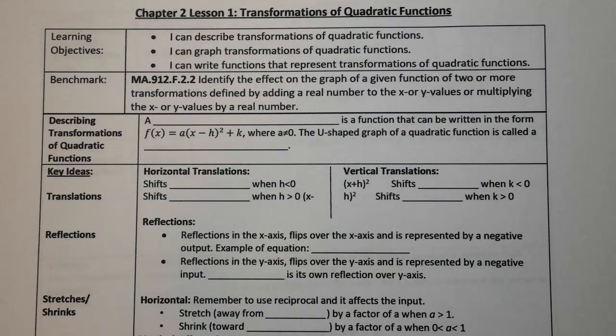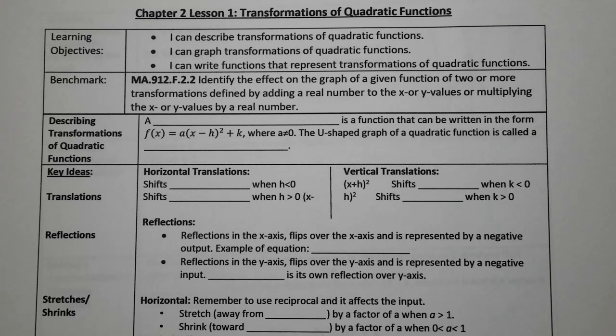So in Chapter 2 we have 4 lessons. In the first lesson we are going to learn how to describe transformations of quadratic functions, learn how to graph transformations of quadratic functions, and write functions that represent transformations of quadratic functions. So you may feel like some of this is similar to something we learned in Chapter 1. Hopefully you do. This chapter is designed for just quadratic functions. So we're going to do some of the stuff we've learned, but now with quadratic functions instead of absolute value. So let's get into this.